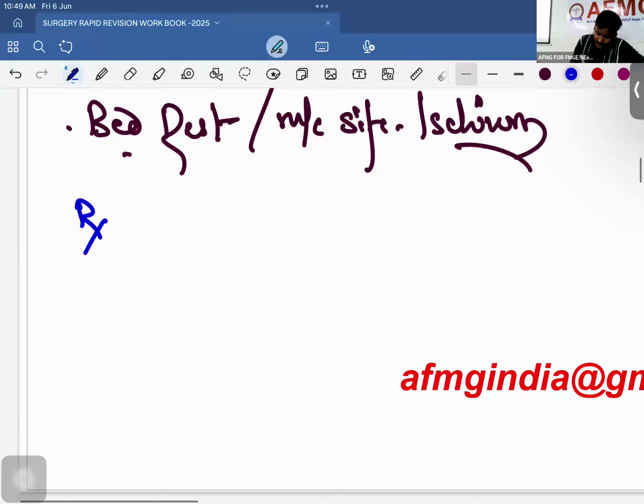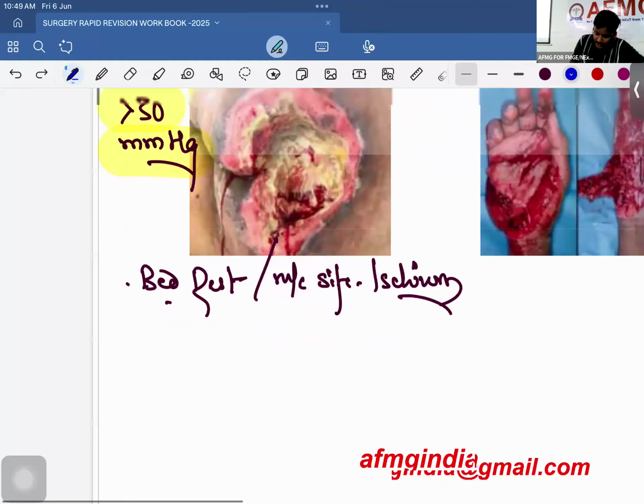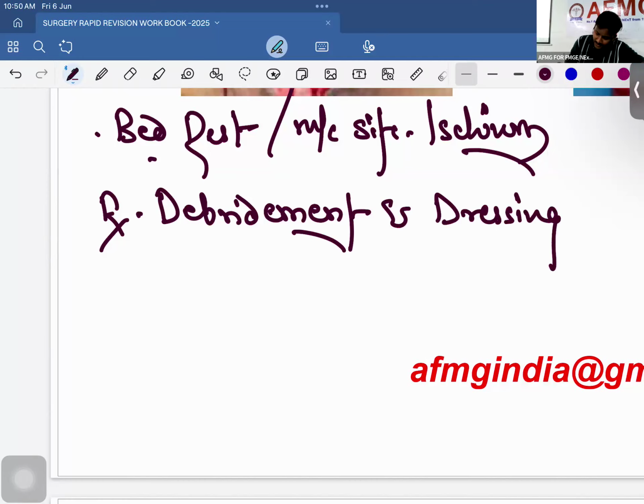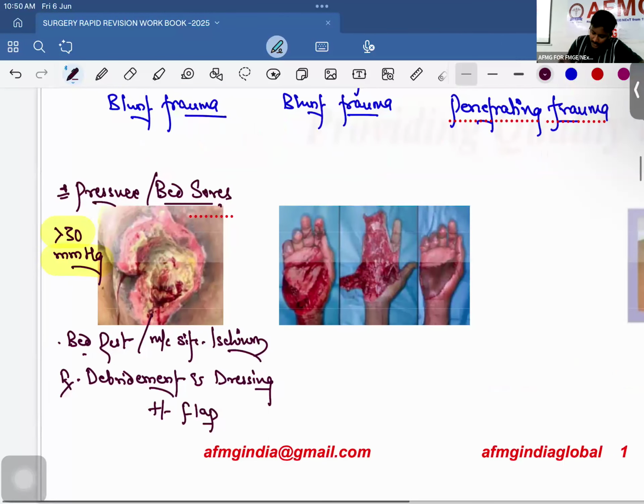So what is the treatment in patients of pressure sore or bed sore? Obviously all the dead necrotic material has to be removed. That is called debridement, beta. And along with debridement, definitely we have to do regular dressing. So debridement and dressing is the usual treatment required for pressure or bed sore, plus or minus flap for closure. The flap for closure is only required in grade 3 and grade 4. Clear? Chalo. Next important is which wound?